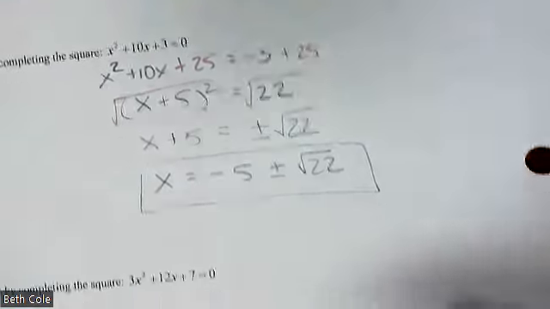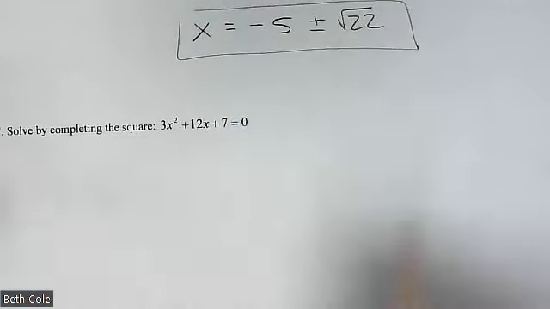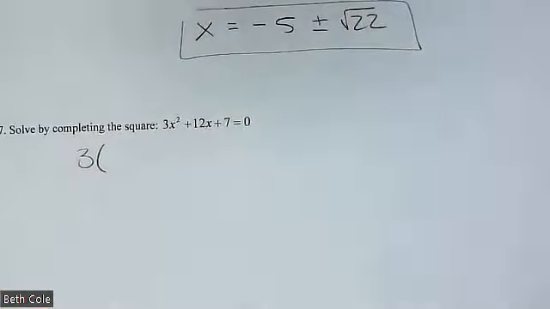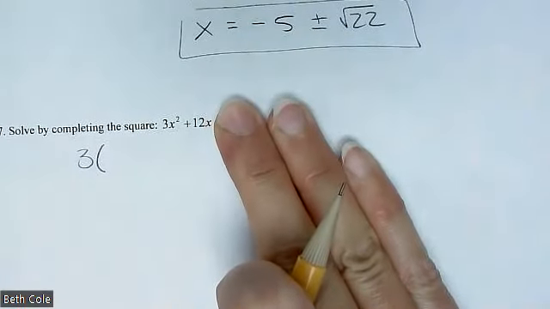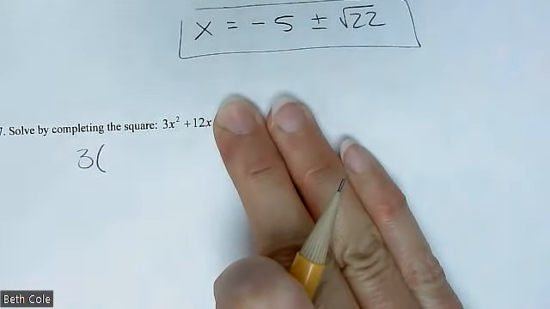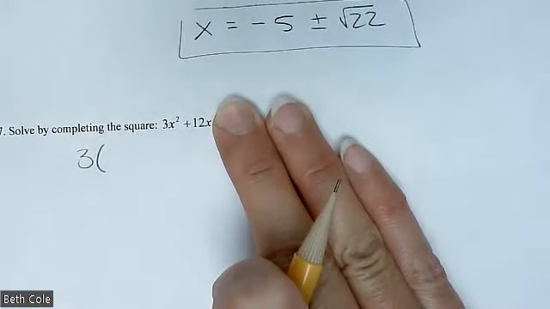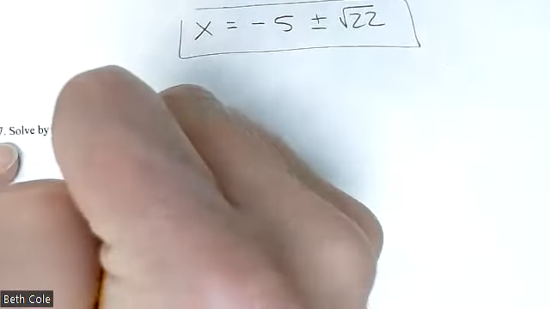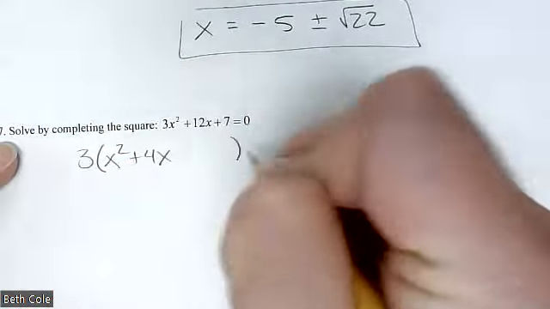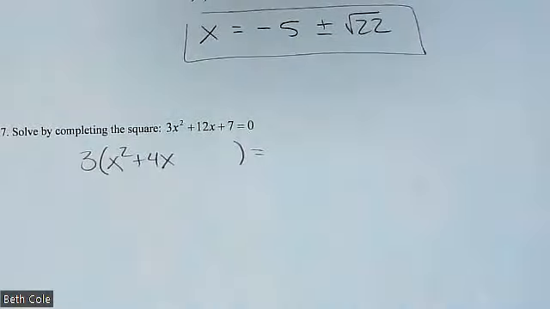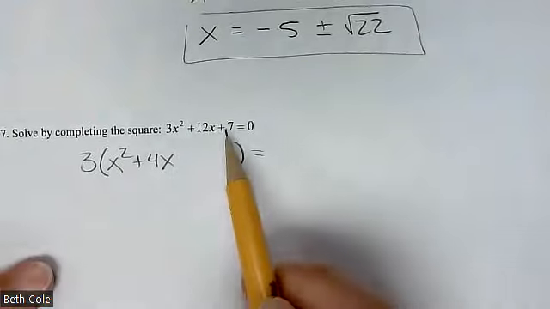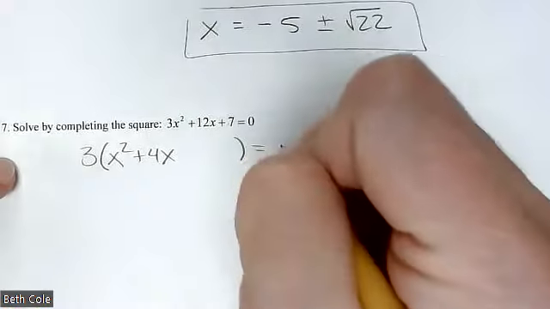All right, last one. We're going to divide out a 3, but only from the first two. I'm just going to cover up that 7. What do you get when you divide by 3? Good. X squared plus 4x, leave a gap. And then what will it equal on the other side? Because you have to move this over. Negative 7.